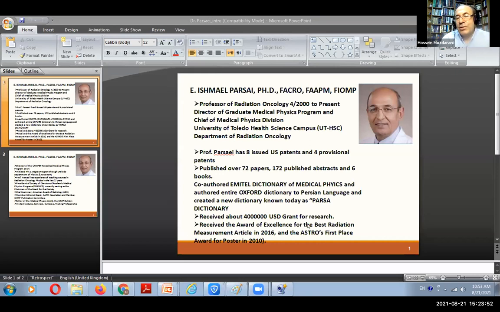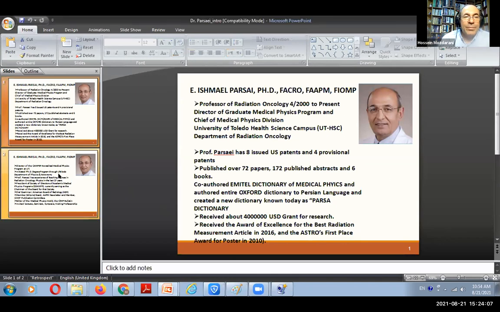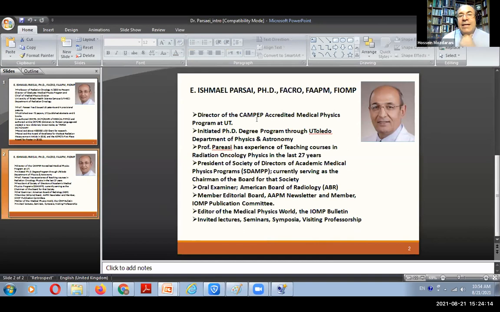and received the Award of Excellence for the best radiation measurement article in 2016, and the ASTRO first place award for poster in 2010. Professor Parsai is director of the CAMPEP Accredited Medical Physics Program at UT, and initiated a PhD degree program through UToledo Department of Physics and Astronomy. He has experience teaching courses in radiation oncology physics for the last 27 years, is past president of the Society of Directors of Academic Medical Physics Programs, SDAMPP, currently serving as chairman of the board for the society.